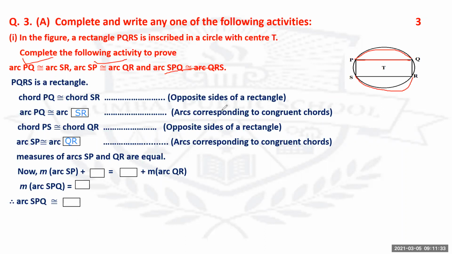Now here you are going to apply the arc addition property. So measure of arc SP plus a measure of arc. Check. In the next line it is SPQ. So SPQ is corresponding to this step. So SP plus QR. Understand? So out of that, check what it is given. SP is given. So what is left out here? This PQ is left out.